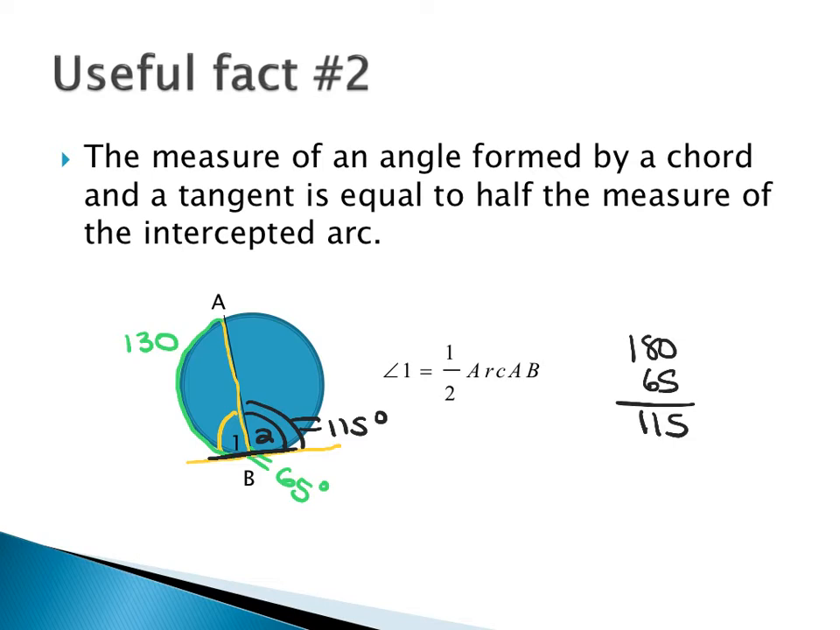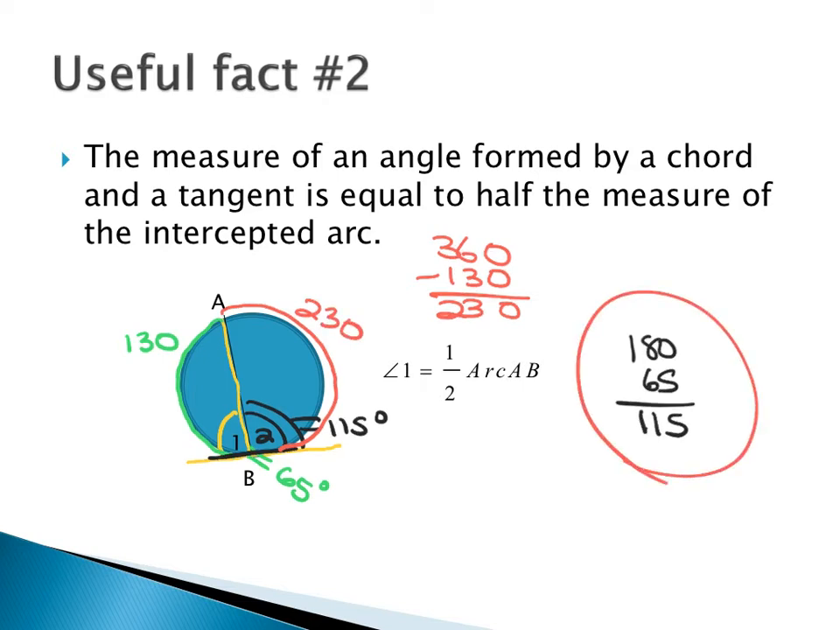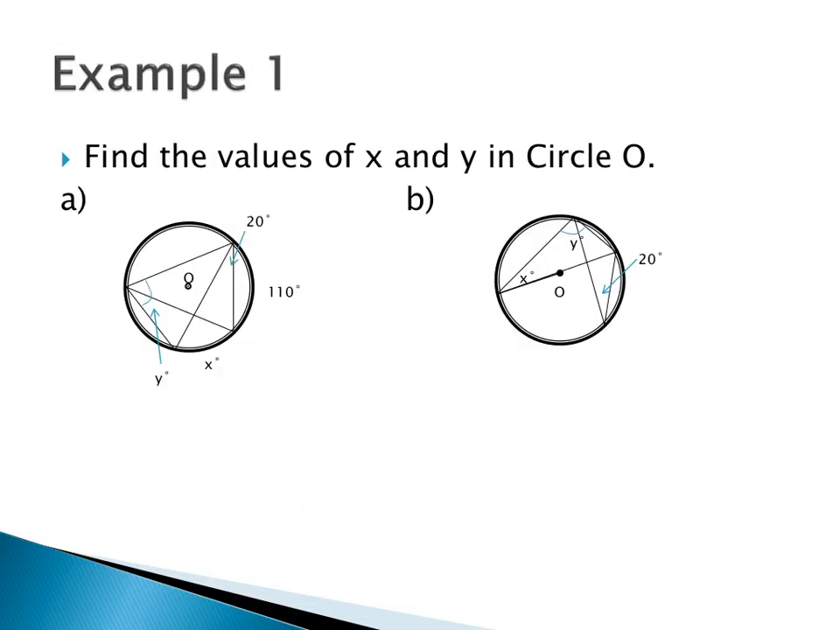The other way would be to find the arc measure. So I could find this arc measure by subtracting 360 minus the other arc that I have. And this arc would be 230, and then divide it by 2, which gives me the 115. Either way. So a lot of these problems have multiple ways of getting to the answer. Let's try to apply all of these theorems.